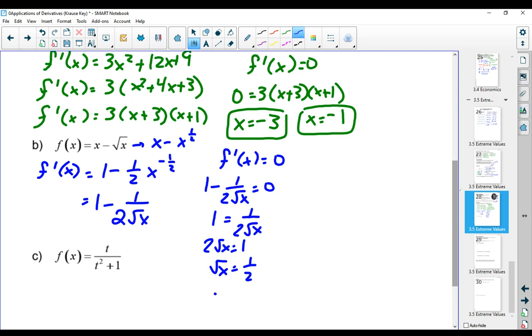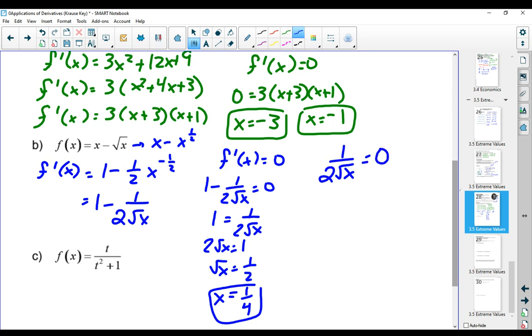And so when we square both sides, x equals 1/4. So that would be one of our critical points. If we look at this question, we have a root x, which means there are some restrictions for x. And so if we set this equal, we have 1 over 2 root x cannot be 0.